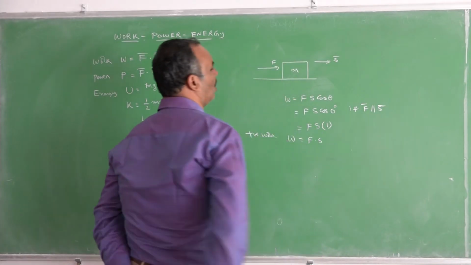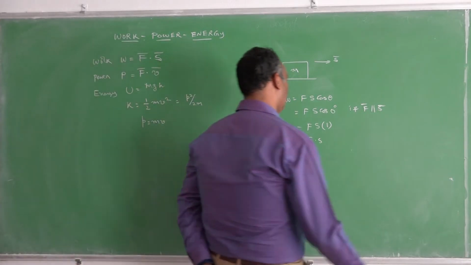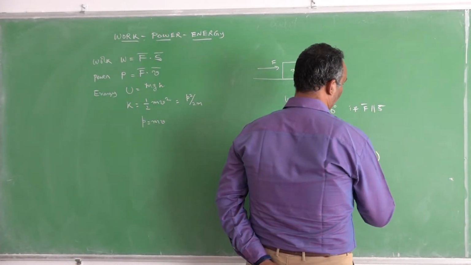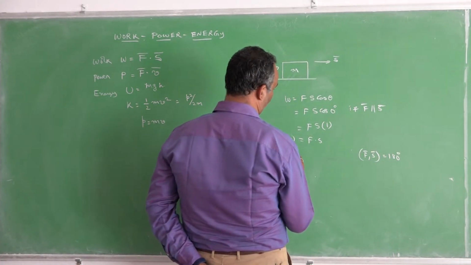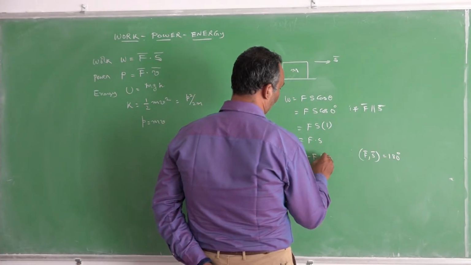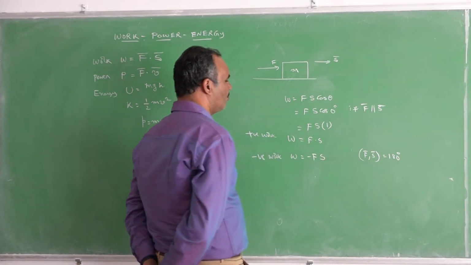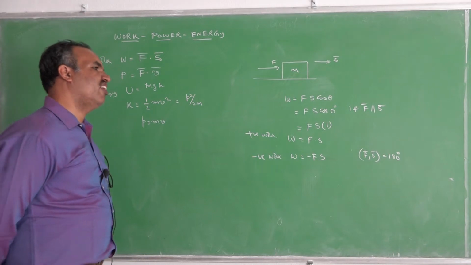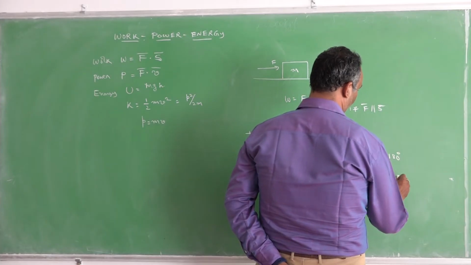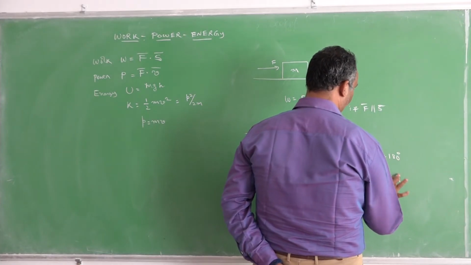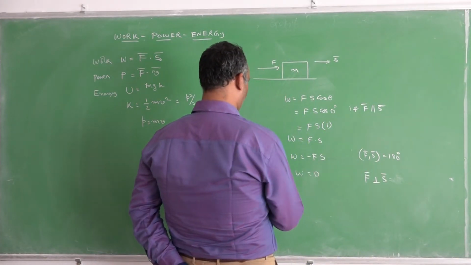If F bar and S bar are anti-parallel to one another, that means angle between F bar and S bar is 180 degrees. In that case, cos 180 is minus 1. So you will get minus Fs. This is negative work. And if F bar is perpendicular to S bar, that means angle between them is 90, then cos 90 is 0, work done is 0. Zero work it is.